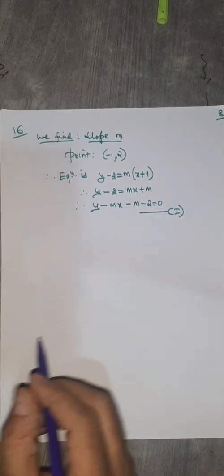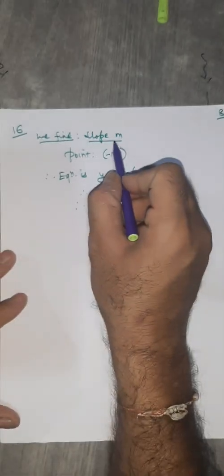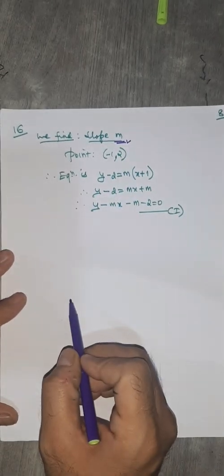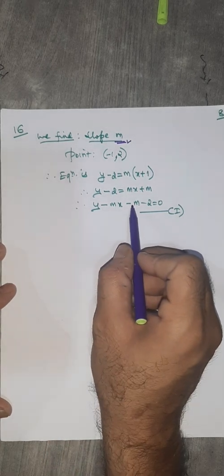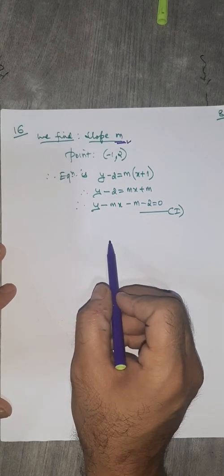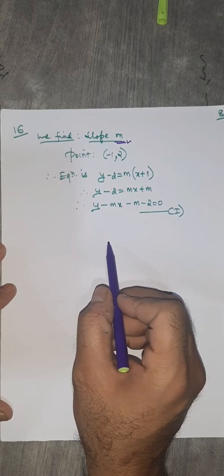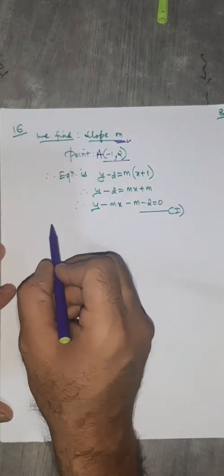Okay. What do you want to get? You want to get the slope m. That is the question. Now what is further given to you? The point of intersection of this line and the line x plus y equals 4 is at a distance of 3 units from this point. Let me call this point A, for example.